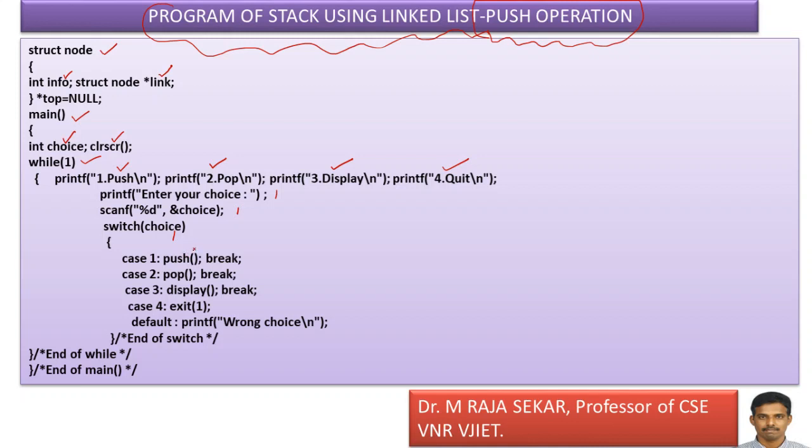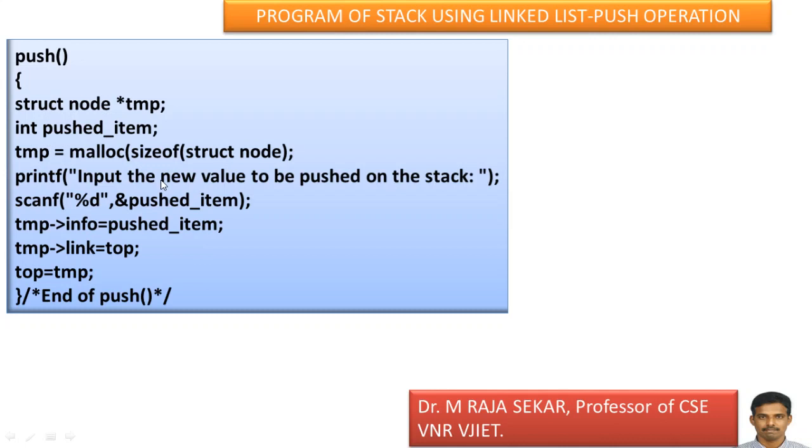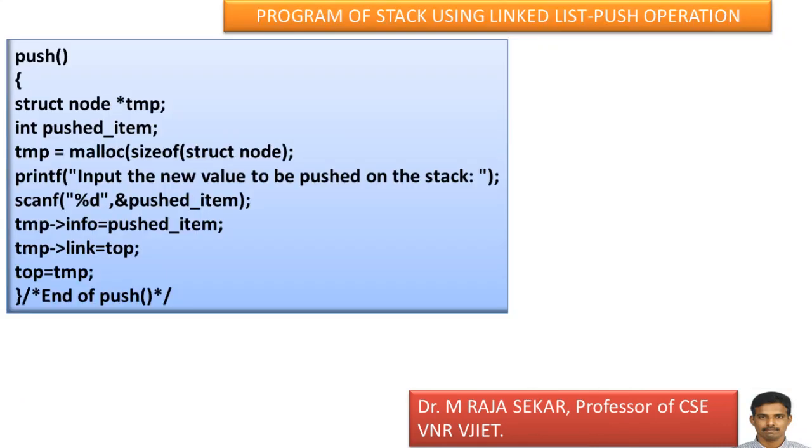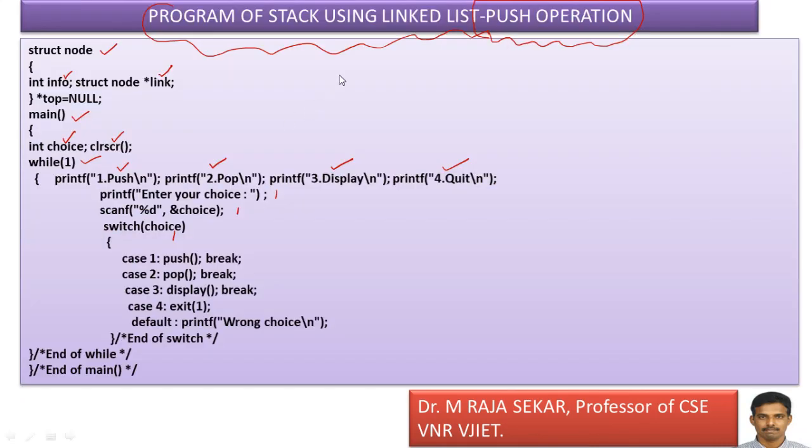Let me move to the next slide where I can find the definition of this particular function. push, this is the function definition. Open flower bracket. struct node *tmp means tmp is a pointer type variable whose data type is struct node. I already discussed what is struct node. In struct node we have two fields. The first field is the info field, and the second field is the link field. This is the structure.